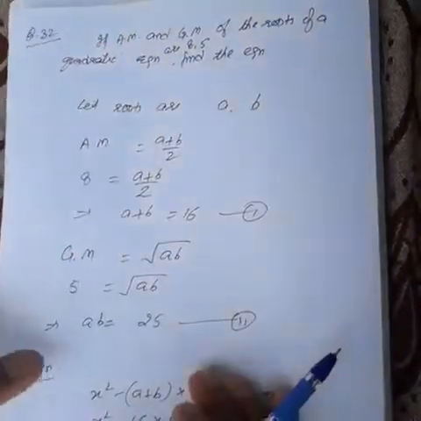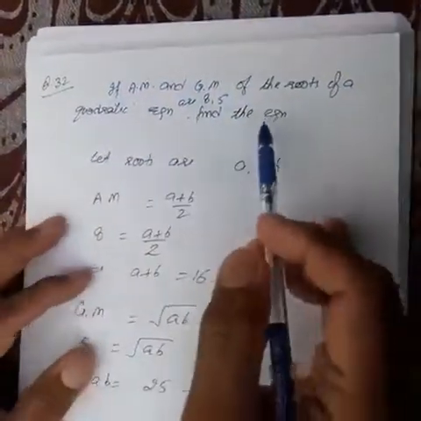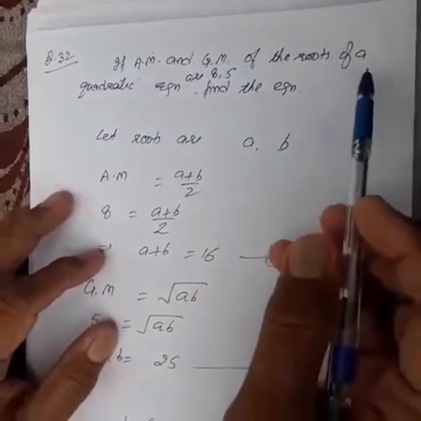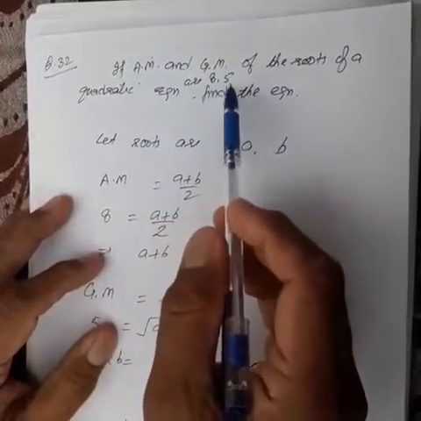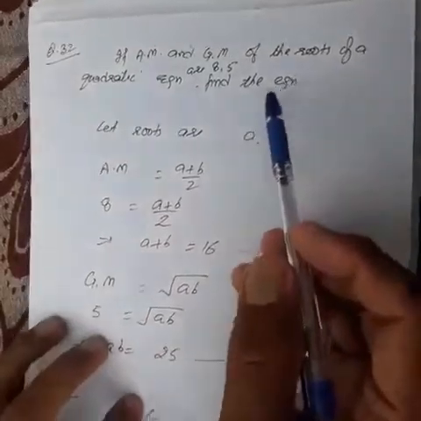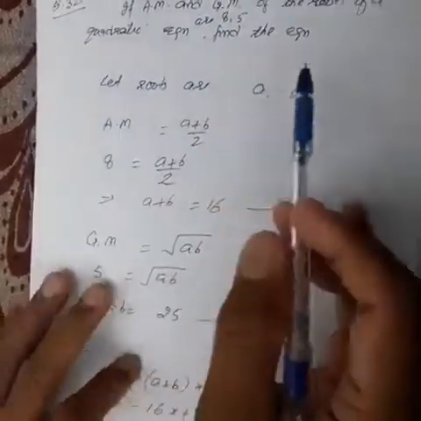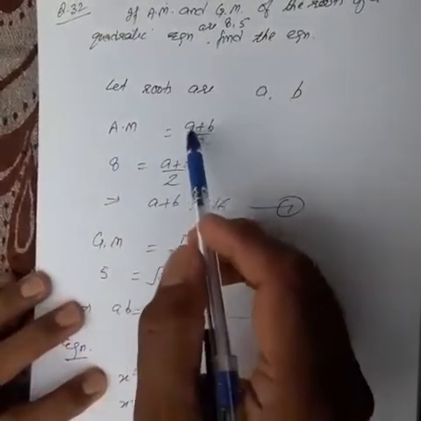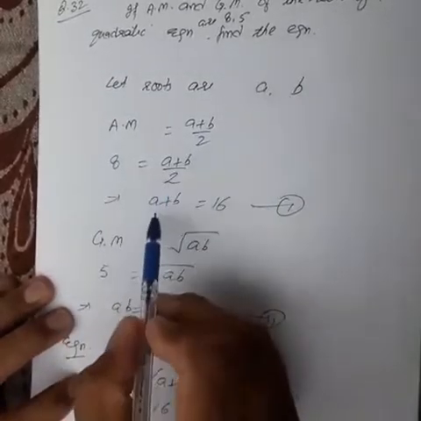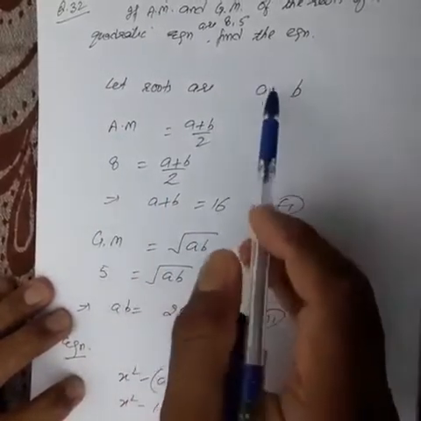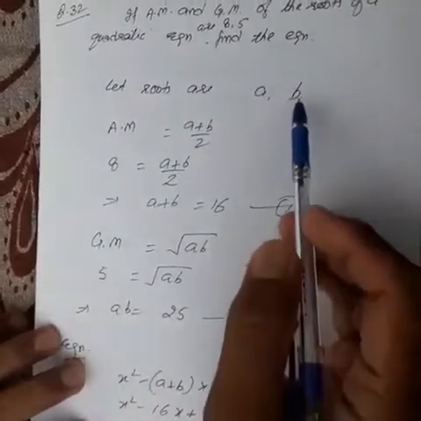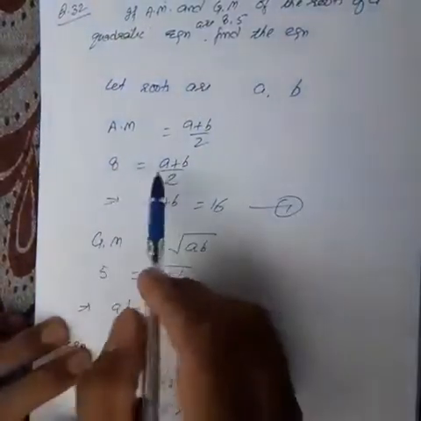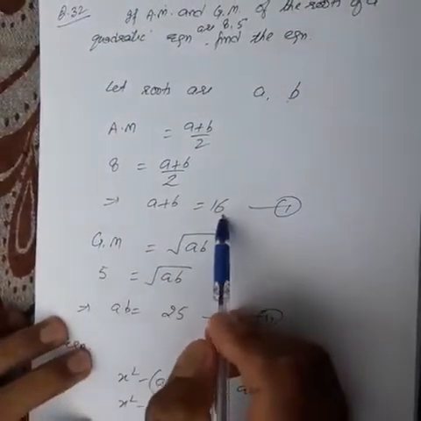Now it is question number 32. If the arithmetic mean and geometric mean of the roots of a quadratic equation are 8 and 5 respectively, find the equation. So let the roots be a and b. The arithmetic mean can be calculated using (a + b) upon 2. So we can find a + b, it is 16. Because we have imagined a and b as roots of a quadratic equation, a + b, the sum of roots, is 16.